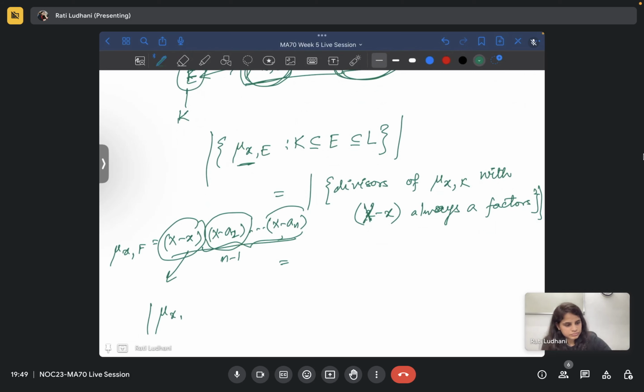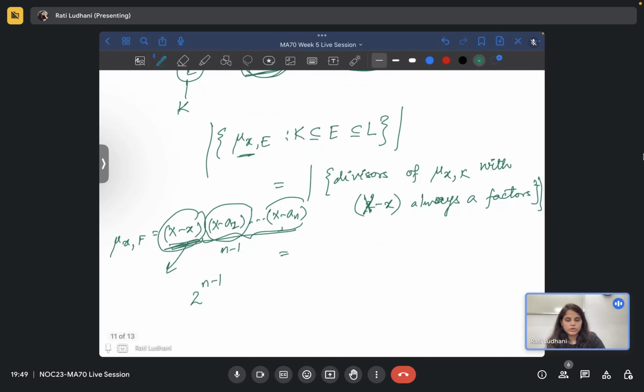At least n minus 1. Exactly. Very good. So the cardinality will be exactly 2 raised to power n minus 1, because x minus alpha will always be there. So this factor can come or this cannot come. So there are two options for this factor, that is either it can come, or it cannot come.